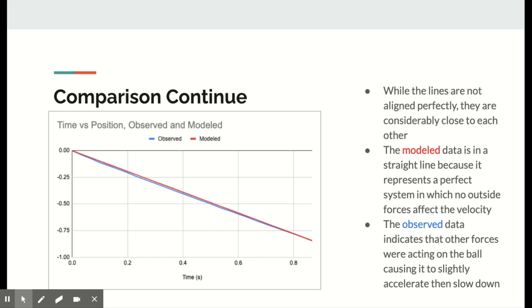The model data is in a straight line because it represents a perfect system in which no outside forces affect the constant velocity. The observed data indicates that other forces were acting on the ball, causing it to slightly accelerate then slow down.